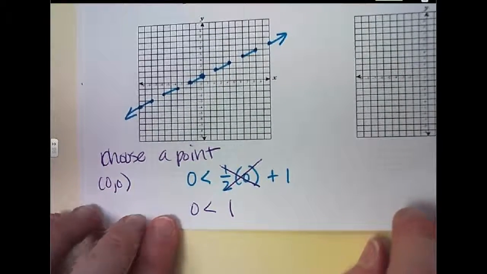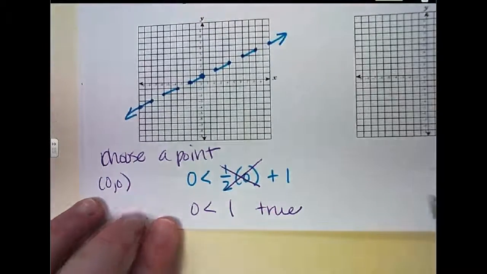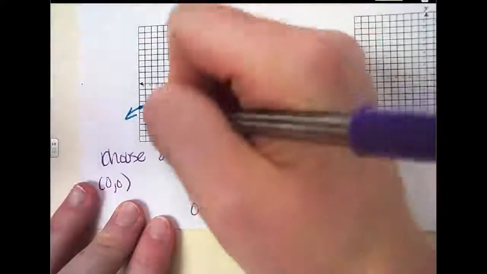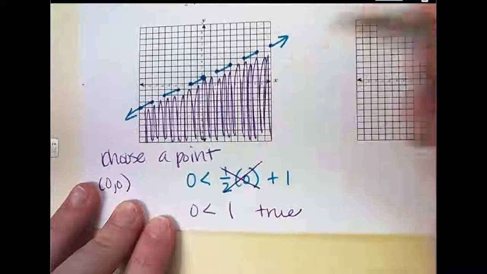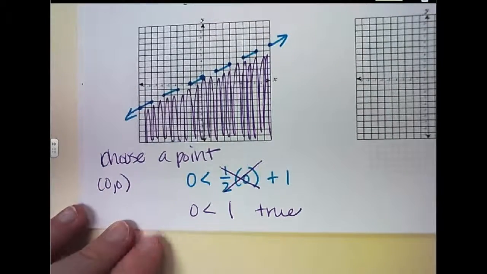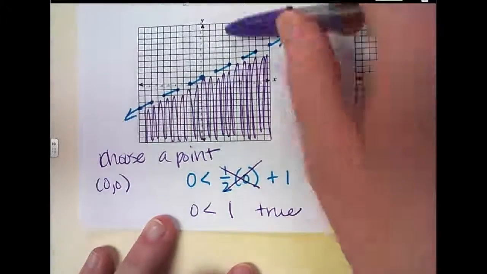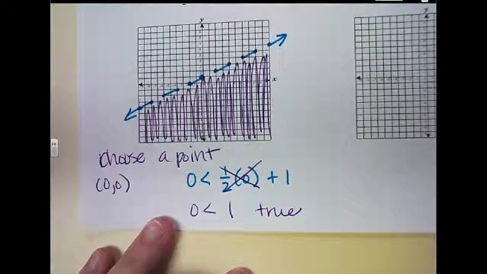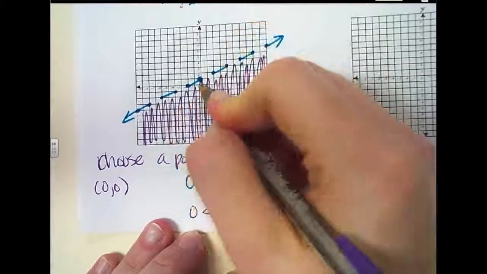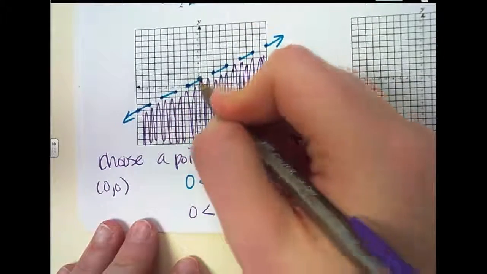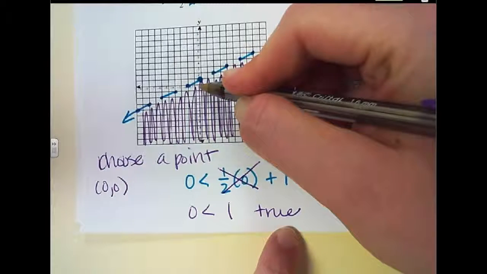Is that true or false? True. So if it's true, I shade where the 0, 0 is. So 0, 0 is right here. So I shade below the line. And I want to see you plug a point in, because this ensures which side you shade. Don't just take a guess. So I picked this point right here, 0, 0. It was below the line. So since I picked 0, 0, and this is a true statement, then I can shade where 0, 0 is. So you have to pick something that's below the line?